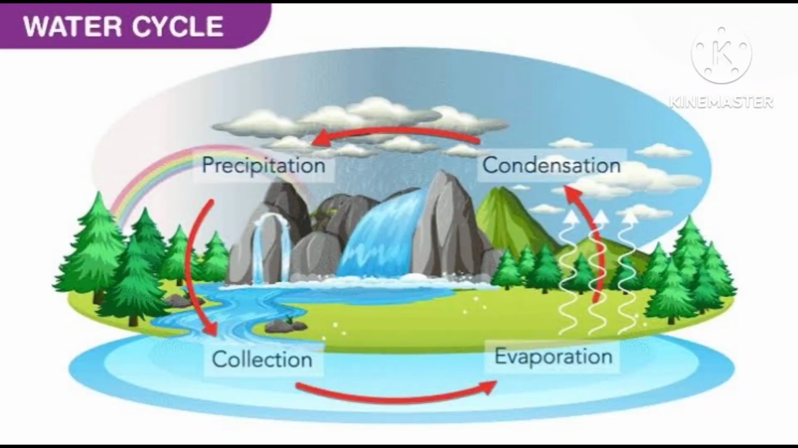Water cycle. Water converts into water vapor by heating. This process is known as evaporation. Water vapor forms clouds. Clouds are water vapor converted into water by cooling. This process is known as condensation.